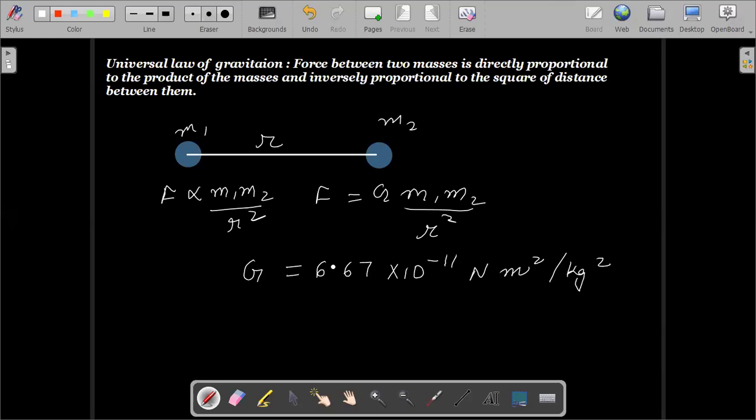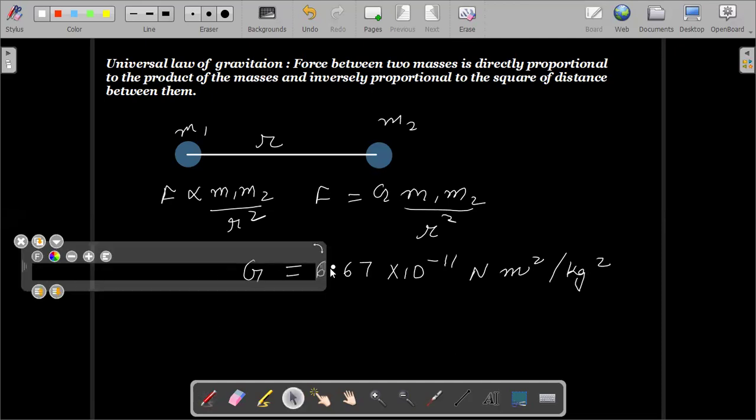So we observed that the value of the universal gravitational constant, that is capital G, is 6.67 multiplied by 10 to the power minus 11 Newton meter square per kilogram square. So this capital G is also called the universal gravitational constant.